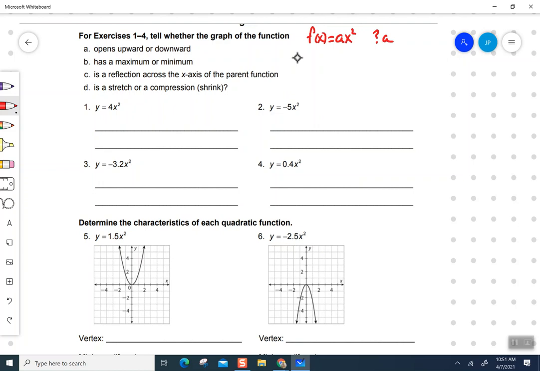Okay, so for question A, does it open up or down? Well, it depends. Is A positive or is A negative? If A is positive, it opens upwards. If A is negative, it opens downwards. So right now, I can see that A is positive, so it opens upwards. Now, with that said, we move to the second part of the question, question B.